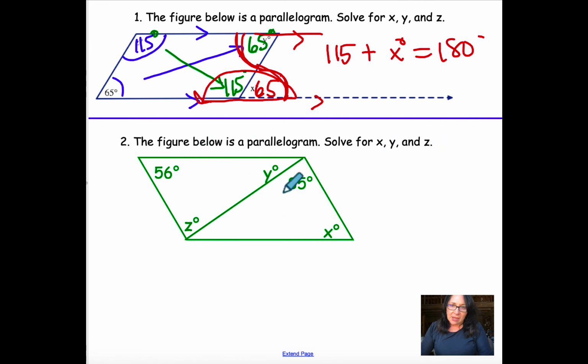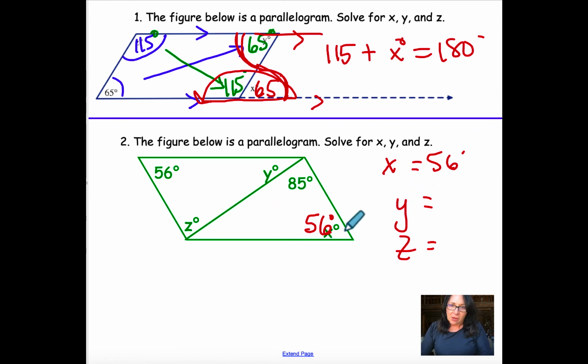For this problem here, the figure below is a parallelogram. You are to solve for x, y, and z. So here's x, here's y, and here's z. So we know the outlining shape, that's a diagonal. We know the outlining shape is a parallelogram. It means that x must equal 56 because opposite angles are congruent in a parallelogram.